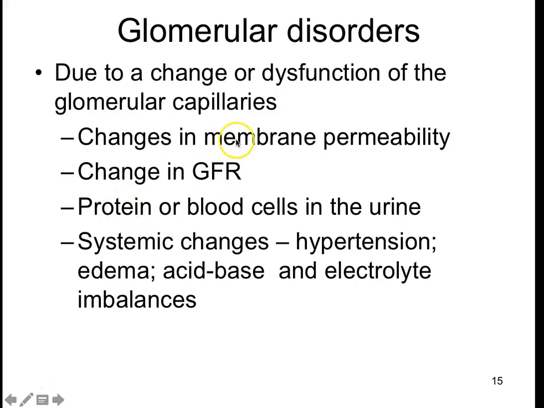You can, because of changes in membrane permeability, have abnormally large proteins or blood cells in the urine, and you can also have systemic changes. So, depending on the disorder, it can have a secondary hypertension, secondary edema, secondary acid-base and electrolyte imbalances. And those are things that should have been gone over along with fluid balance in A&P 1. And if not, brush off those cobwebs.